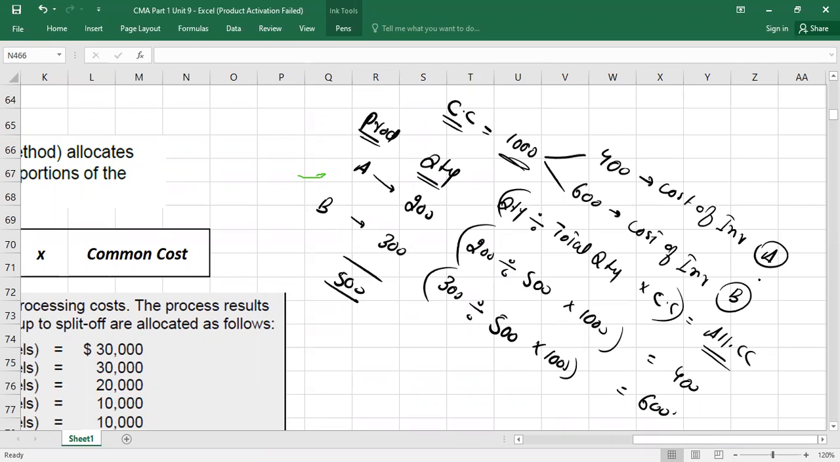This is called which method? Physical measure method. In the physical measure method, you will be given the quantity of each product. Quantity could be given in kilograms, barrels, liters, tons, anything, output, units. Understood? So this is how you deal with the physical measure approach. The common cost will be given in the question, products will be given and quantity will be given, and after that you start from here. If you're taking notes, guys, you can take a note for this. Then we'll move to the next part.